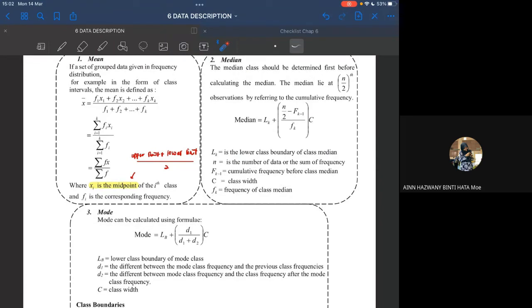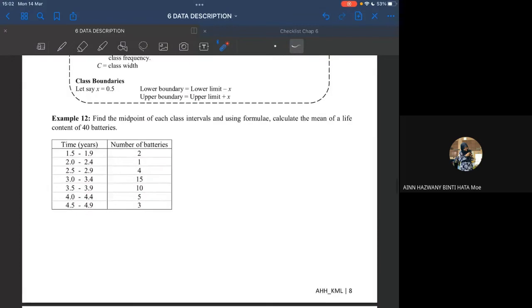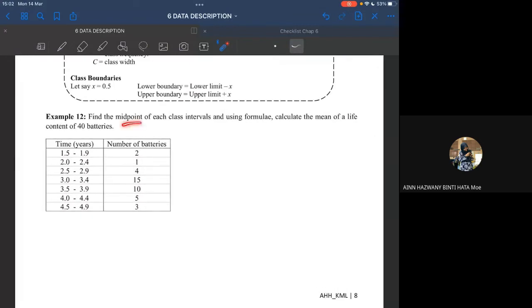So let's try example 12 to find the mean. Find the midpoint of each class interval. So kita cari midpoint kita dulu. So untuk group data ni, kita memang kena buat table lah. Kita kena salin balik table yang dia bagi and then kita kena tambah dia punya information dekat dalam table kita. So now let's find the midpoint.